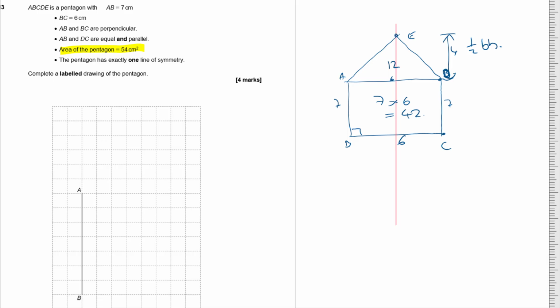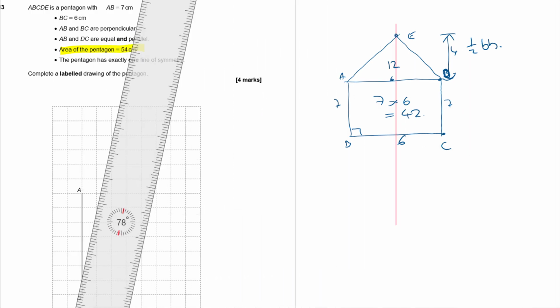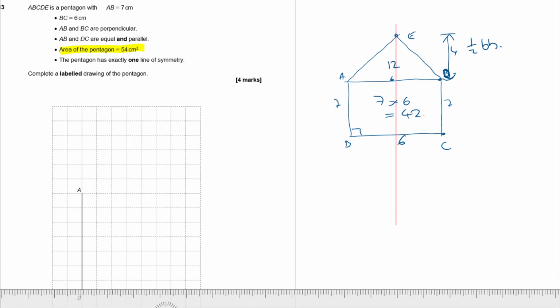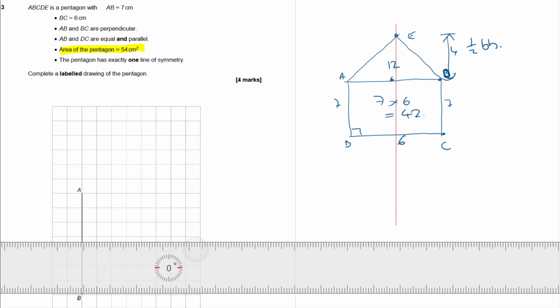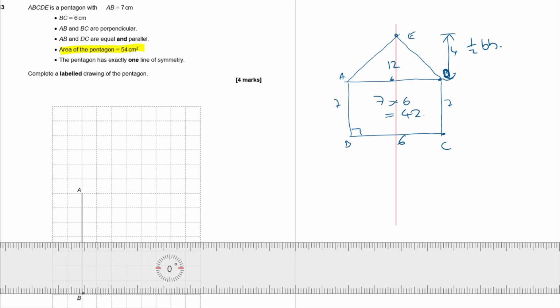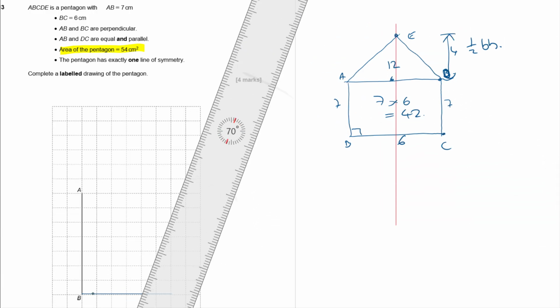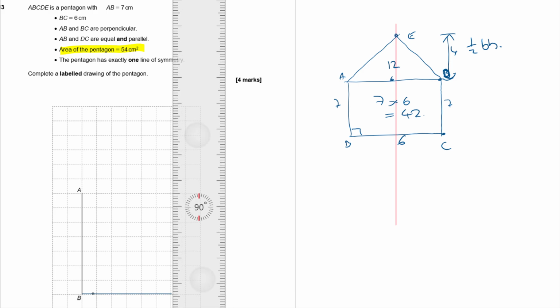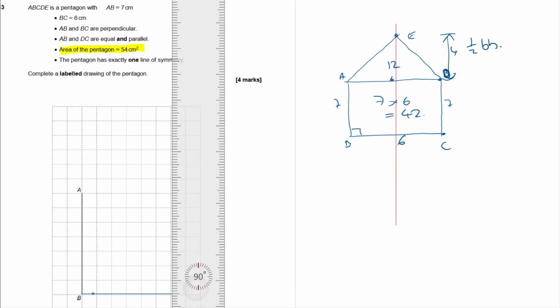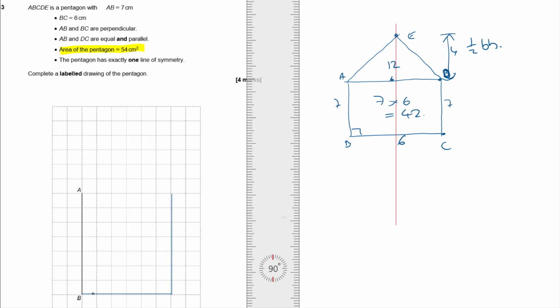Okay, so now I feel I'm ready. I can sketch this. I think I've got a pretty good idea of what's going on. So that's my 7 line. So I'm going to draw a 6 line going off in this direction. 1, 2, 3, 4, 5, 6, and then 7 in this direction, because it's equal and parallel. And then E is going to be in the middle of those, and 4 squares up. It's going to be up there then, isn't it?